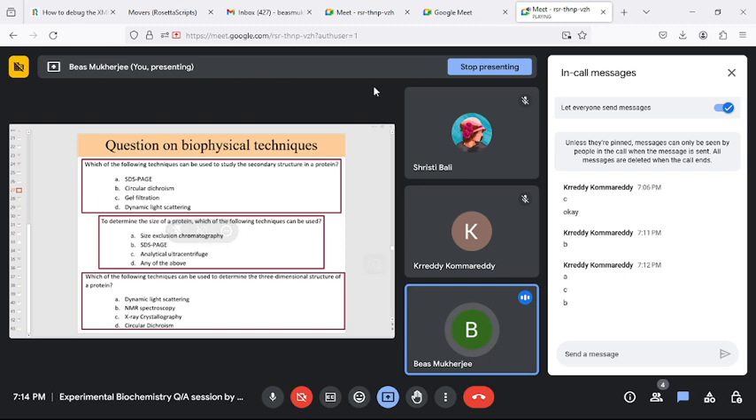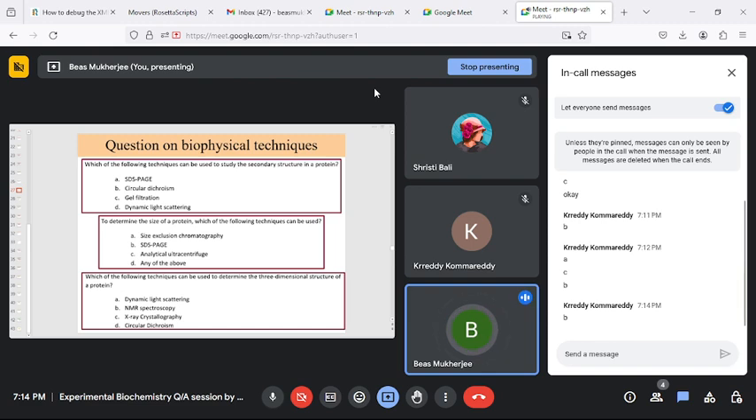In the first question, they are asking which of the following techniques can be used to study the secondary structure of a protein. We just looked at 3 different techniques. Try the next two. To determine the size of a protein, which of the following techniques can be used?